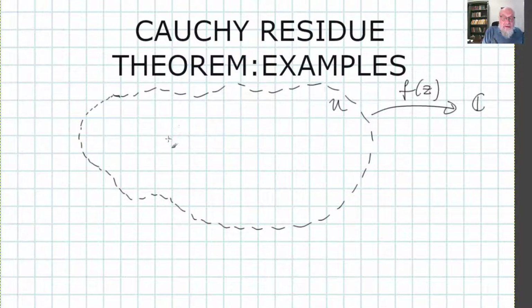This domain may have some singular points excluded. So let me exclude these singular points. I have one singular point here, another singular point, another. There may be several of them. So those we denote Z1, Z2, Z3, and so on, Z_{n-1}, and the last one is Zn.